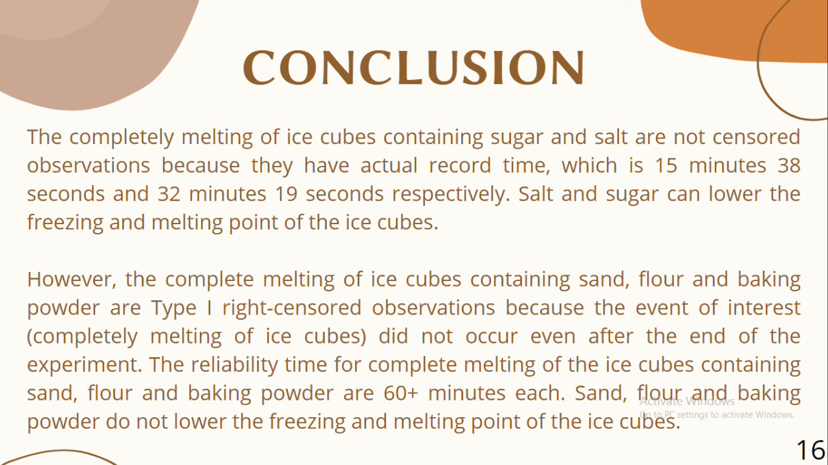However, the complete melting of ice cubes containing sand, flour and baking powder are type 1 right censored observations because the event of interest, which is the complete melting of the ice cubes, did not occur even after the end of the experiment. The reliability time for complete melting of the ice cubes containing sand, flour and baking powder is 60 plus minutes each. Hence, it can be said that sand, flour and baking powder do not lower the freezing and melting point of the ice cubes.